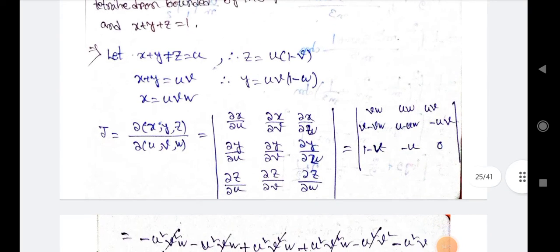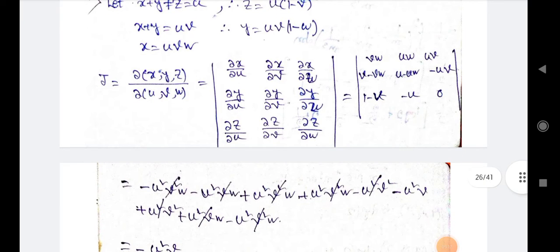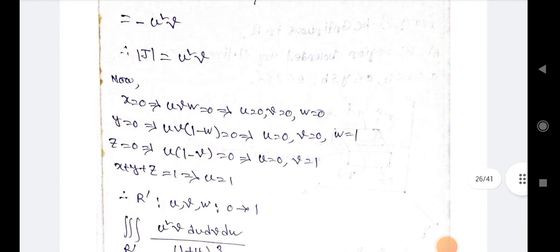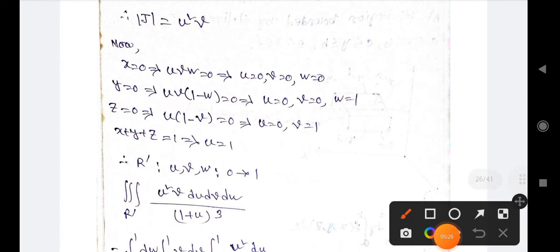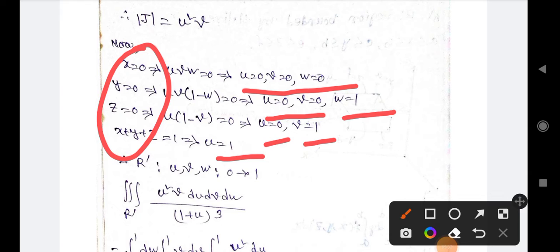Let x plus y plus z equals u, x plus y equals uv, and x equals uw. Then y equals uv into 1 minus w and z equals u into 1 minus v. Then find the Jacobian. We get Jacobian equals u square v. Now the limits are changed to this: we get w equals 0 to 1, v equals 0 to 1, and u equals 0 to 1.